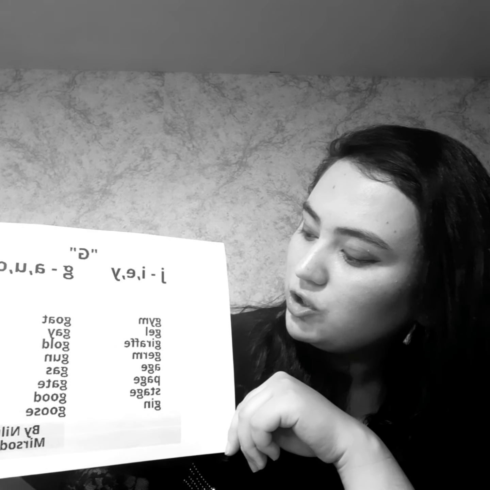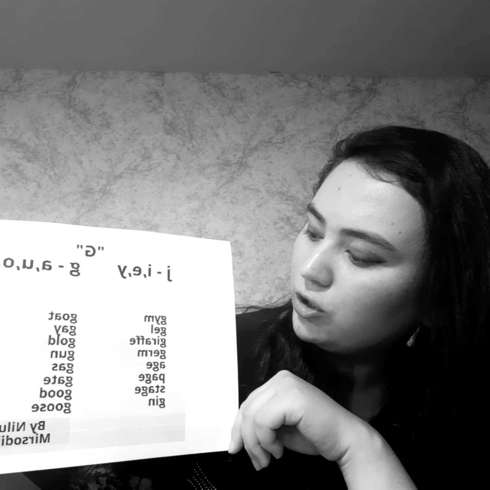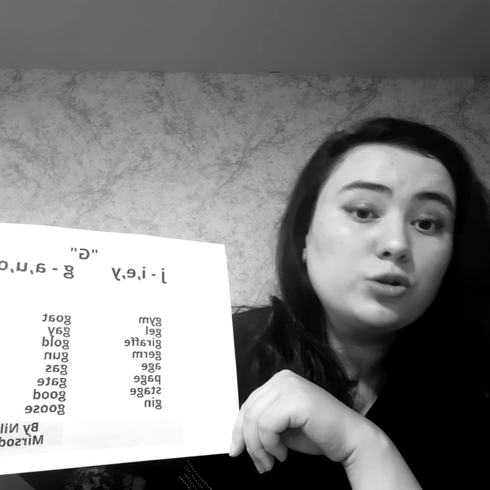Gym, gel, giraffe, germ, age, page, stage, gene. So as you see, we spell them as J. But after any other letters, we just simply spell them as G. Let's get started. So goat, gay, gold, gun, gas, gate, good, goose. And that's it.